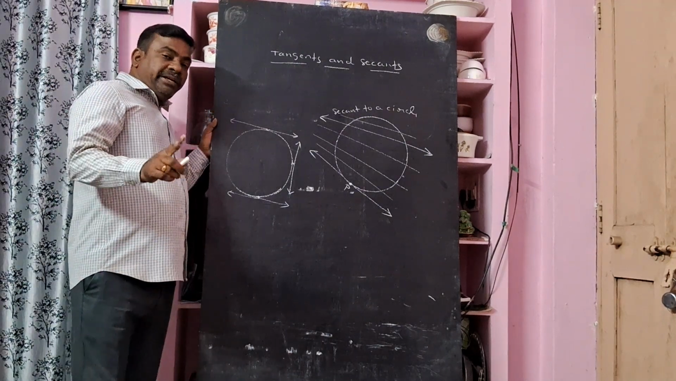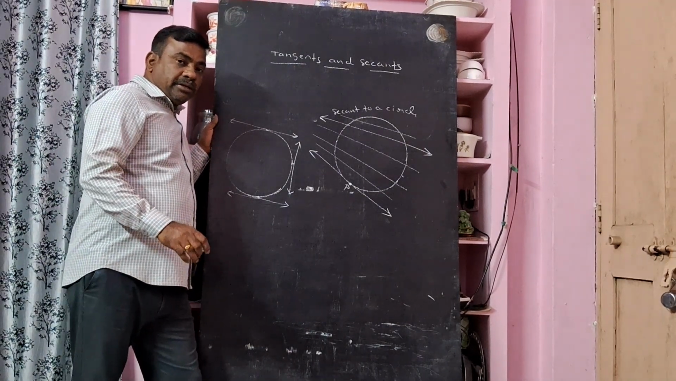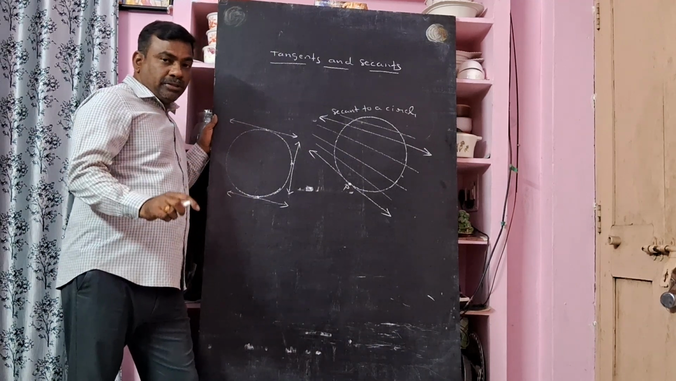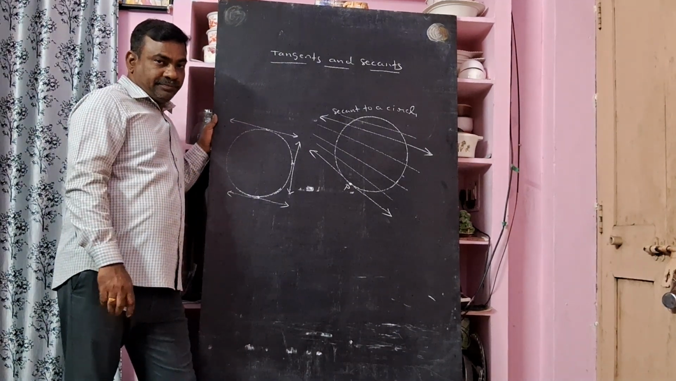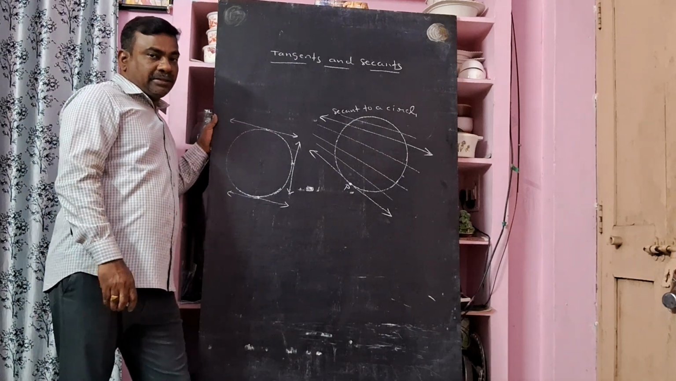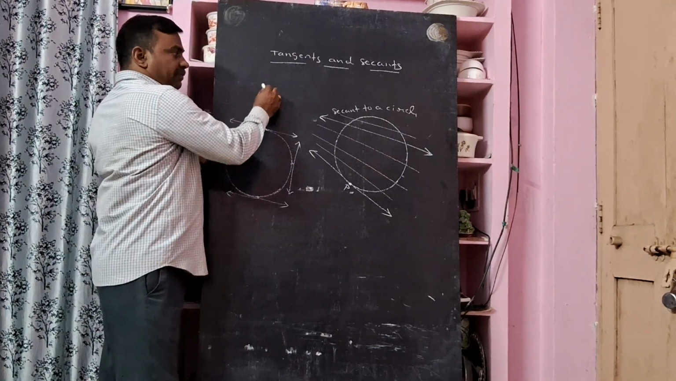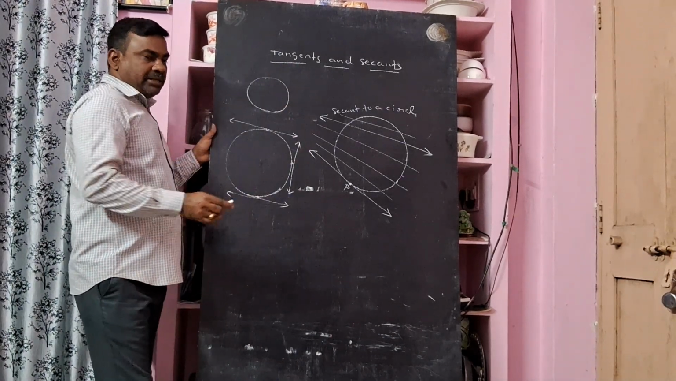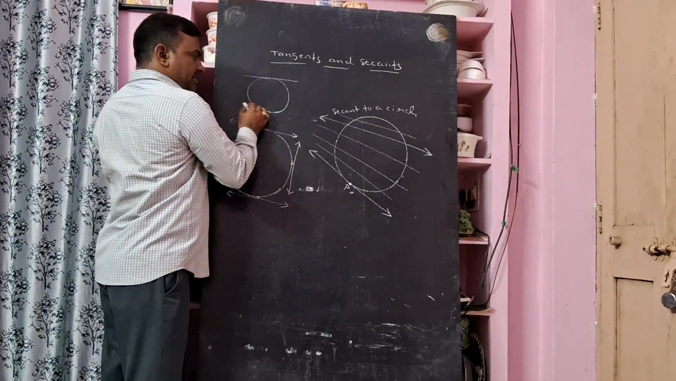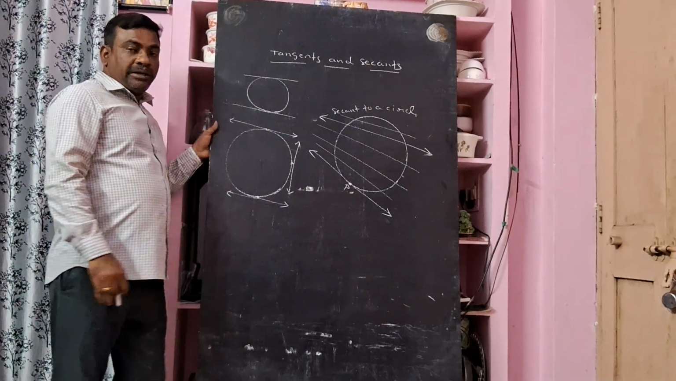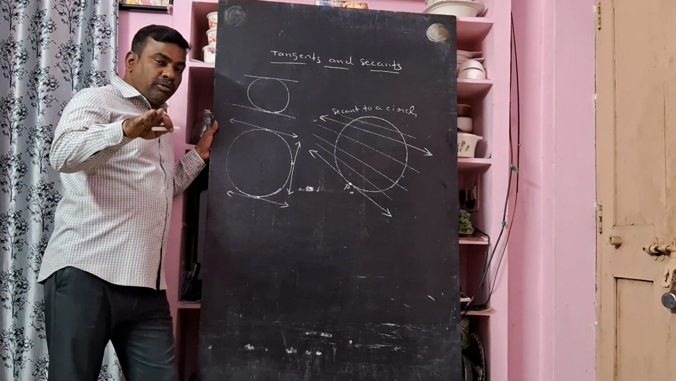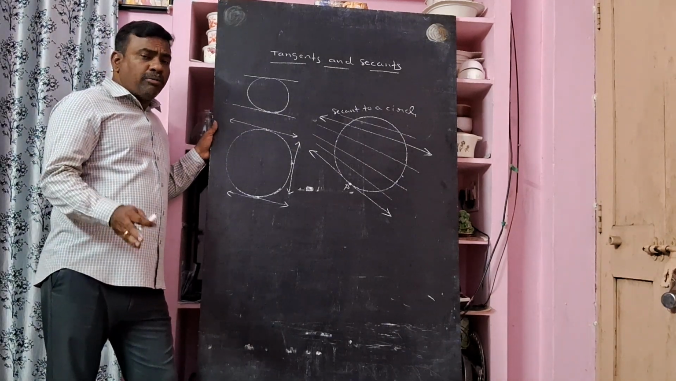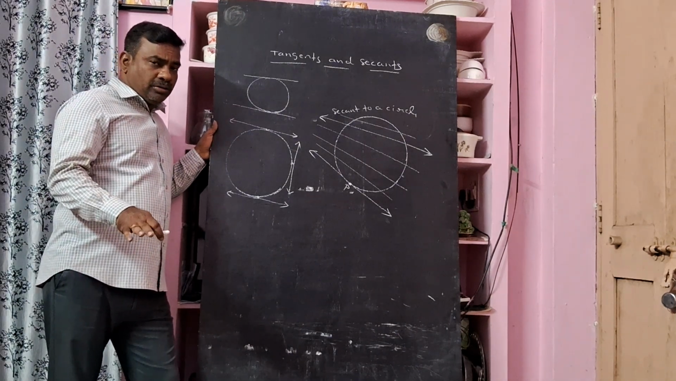Now, how many parallel tangents can be drawn at the most to a circle? Only 2 parallel tangents at the most. Mostly, how many parallel tangents? 2 parallel tangents.